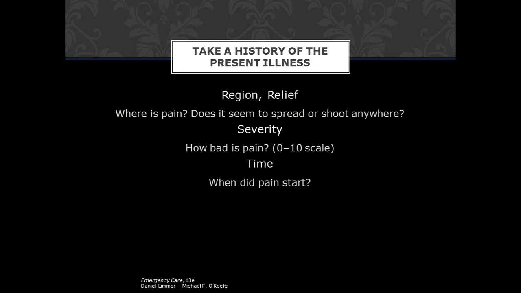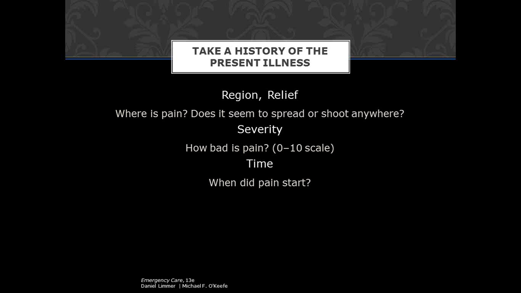The R typically stands for radiation. Okay. This particular textbook uses region. So I just want to know, does it go anyplace else? Okay. Where is it, and does it radiate? Does it go anyplace else, any other region other than what we're talking about right here?